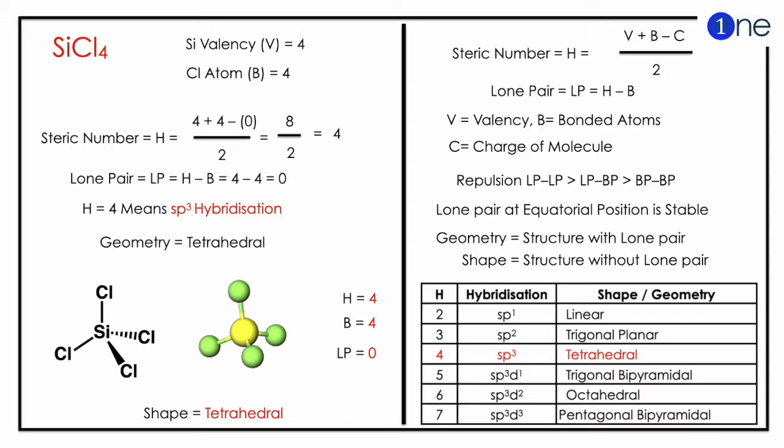Here H equals 4 means sp3 hybridization without lone pair, so the geometry is tetrahedral and shape also tetrahedral. Since there is no lone pair, the shape and geometry will be the same.